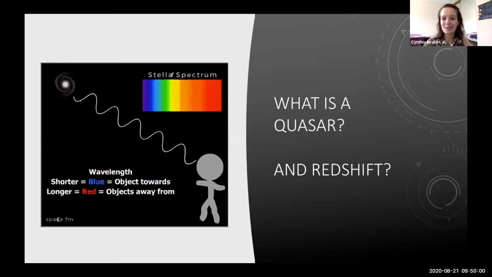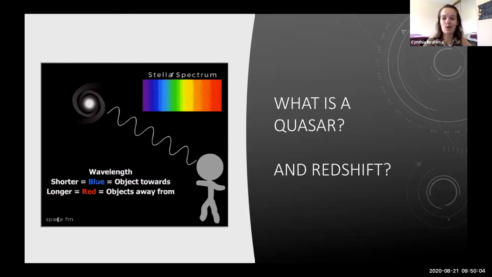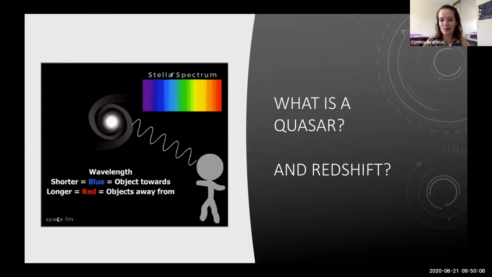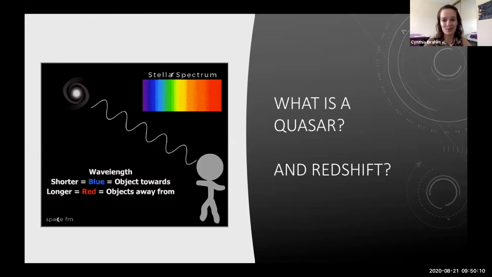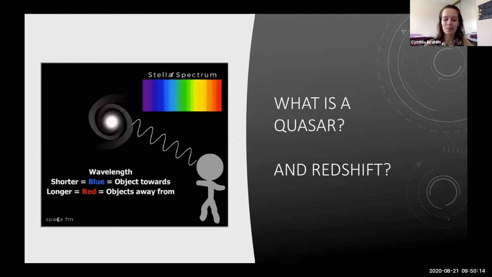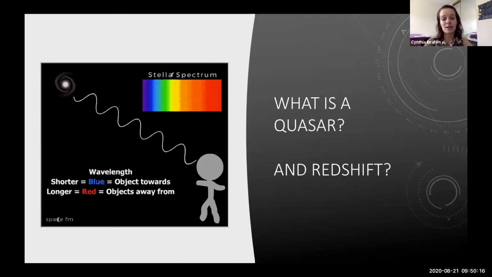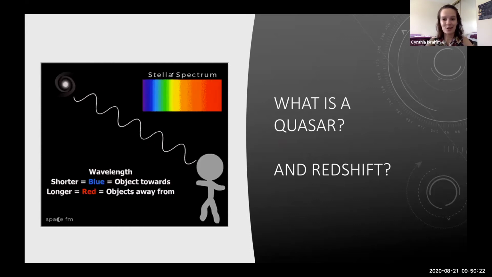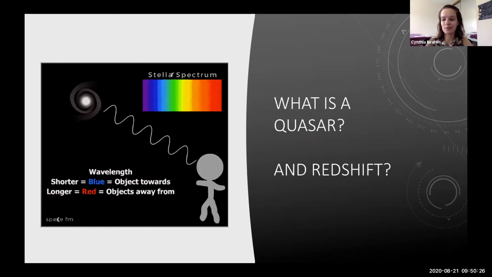A quasar is basically a galaxy that contains an extremely luminous black hole, and it has matter accreting onto it from an accretion disk. Now, quasars are super massive. They're almost a billion times more massive than our sun. Another thing we should know about quasars is that because they're super luminous, sometimes when we look at them through telescopes, they tend to outshine their own galaxies. So they could be about 100 times brighter than their host galaxies.